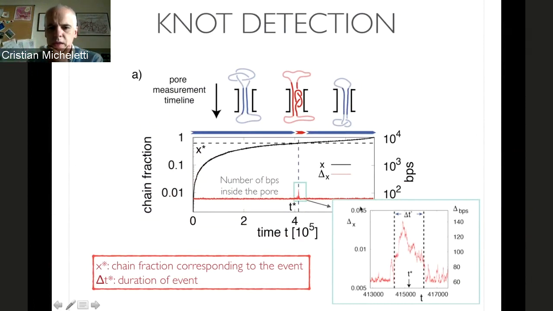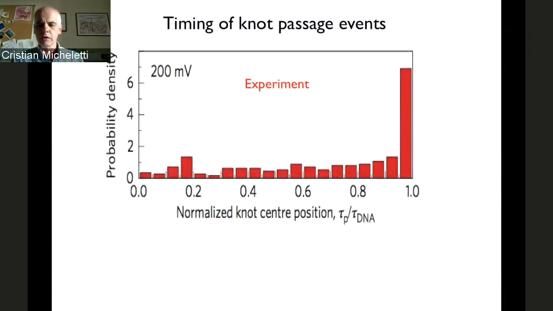And essentially, as a function of time, if you look at the red curve, that is the occupancy of the pore. At the time when you have the translocation of the knot, you see a blip, which tells you that a lump is going through the pore, and you can measure when that passage event occurs, late or early, and you can also measure its duration, which you would expect to have something to do with the length of the knot. At least this is the intuitive expectation.